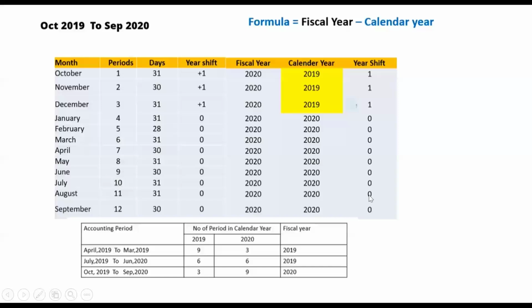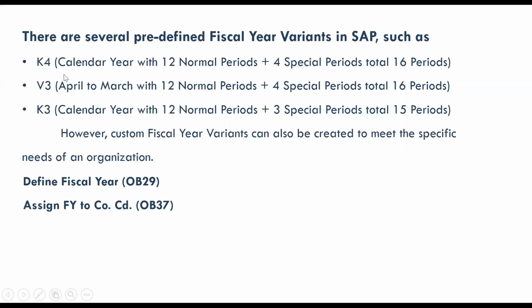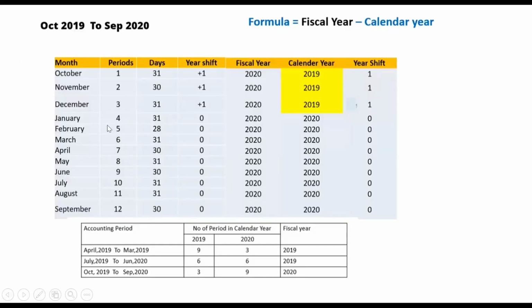Same way, if we have this, from October to, see, this is our 2020 calendar year. In this case, the year shift will be +1. See, 1, 1, 1. But here we don't have a year shift, 0, because the maximum number of posting periods lies in 2020. That's why no year shift. Only +1 we have here.